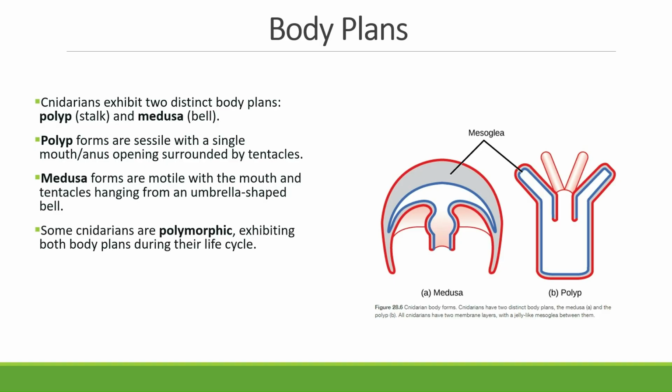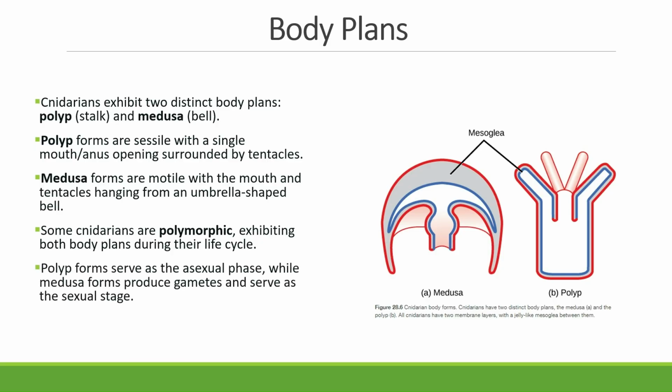Many cnidarians are what we call polymorphic, meaning they display both body plans at different stages of their life cycle. In these species, the polyp stage is usually the asexual phase that grows and spreads by budding, while the medusa stage is the sexual phase that produces gametes. Importantly, both the polyp and the medusa are diploid organisms. And this alternation between the two body forms gives cnidarians great flexibility in how they feed, reproduce, and disperse.